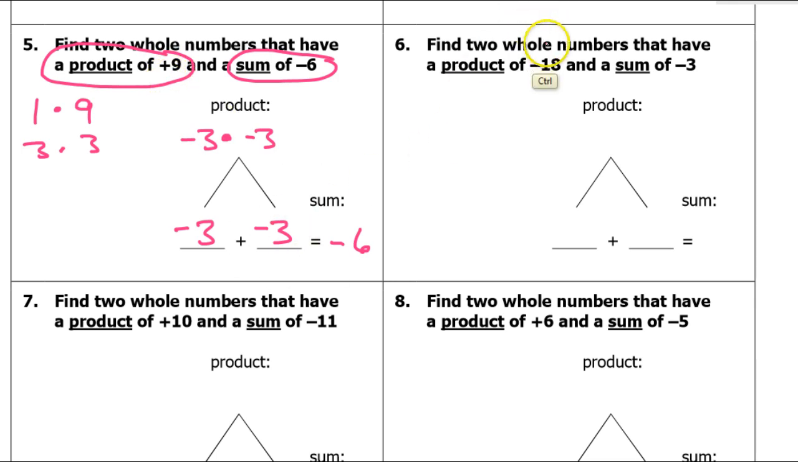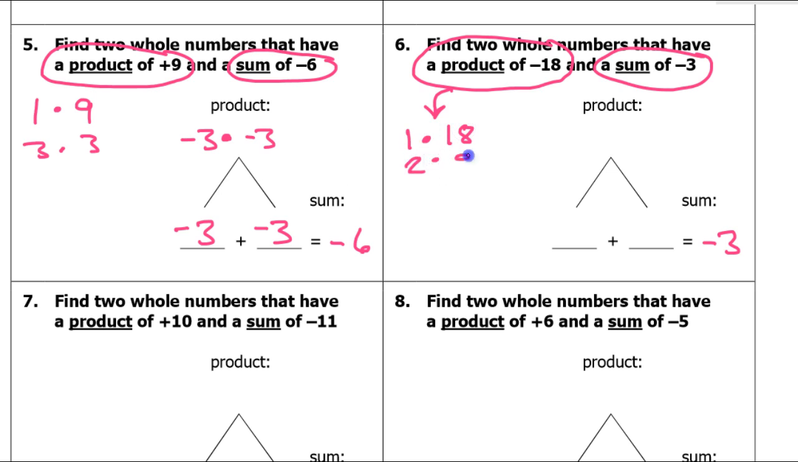Now, on number 6, I want a product of negative 18 and a sum of negative 3. So we know we want the sum to be negative 3, but let's play around with the product. 18 is either 1 times 18 or 2 times 9 or 3 times 6. Okay? Now, which one of these pairs could give me negative 3 if I pick the signs right?